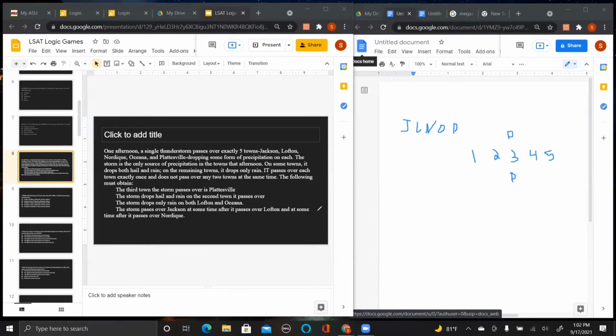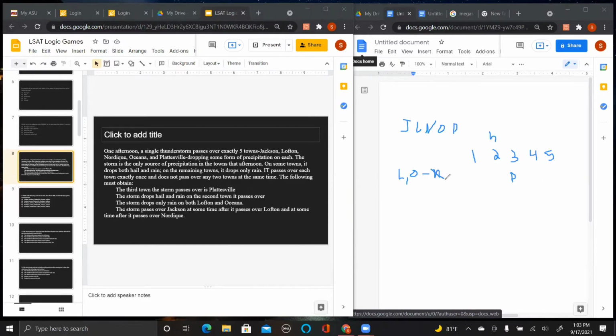The storm drops hail and rain on the second town. Okay, so actually, I think I'm going to erase the P on top here. I'm going to use on top for the hail categorization. So hail will always drop over town 2. See, again, no rules necessary, just putting it over there in the diagram. The storm drops only rain on both Lofton and Oceana. So Lofton, Oceana, they do not have hail.